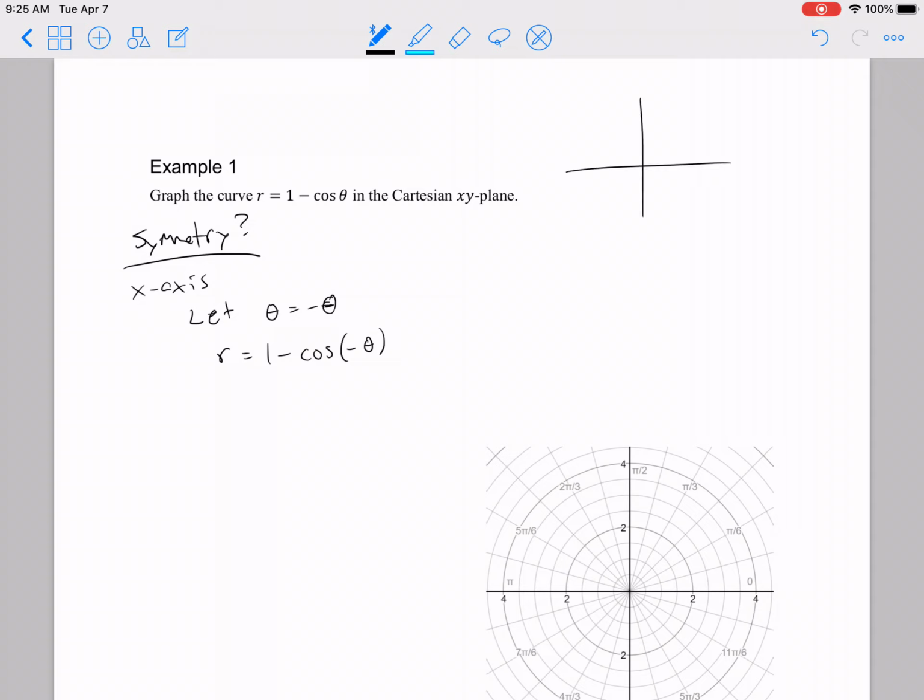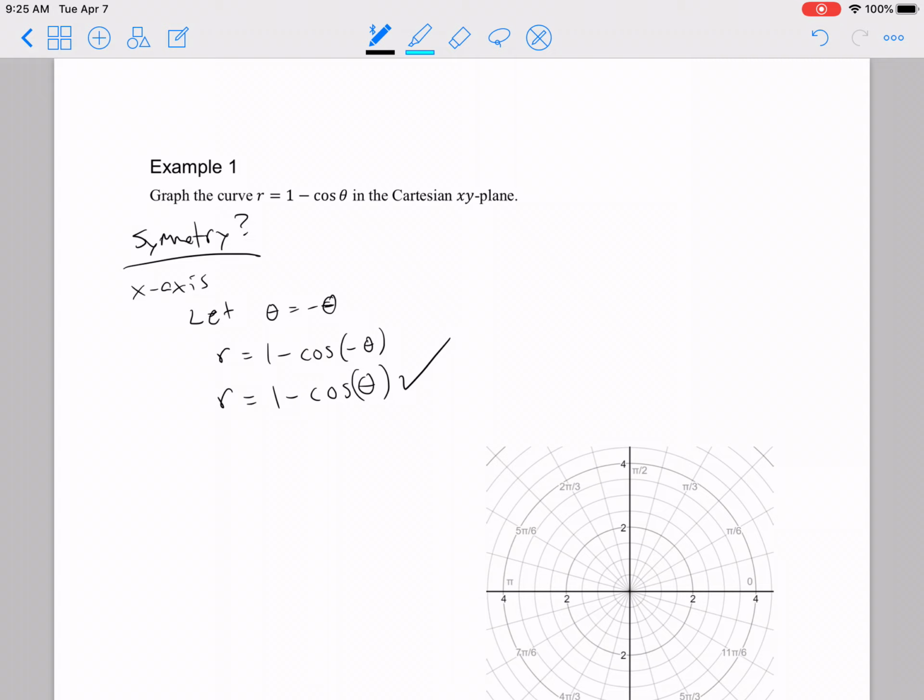Look up here, if you're on your unit circle, any theta you go to, say in the positive direction, you go over to here. If you just do the negative amount of theta, you're going to end up in the same location on that x-axis, and so therefore cosine of negative theta is equal to cosine of theta. So this is just 1 minus cosine theta, which means it passes that symmetry. So we are going to have symmetry across the x-axis.